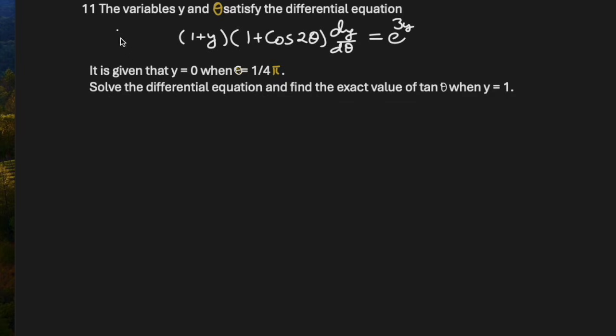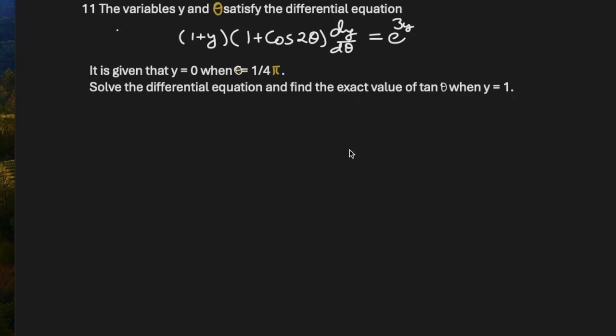Question number 11. The variables y and theta satisfy the differential equation, this one. It is given that y is 0 when theta is 1/4 pi, so we'll get the value of constants here, solve the differential equation and find tan theta when y is equal to 1.